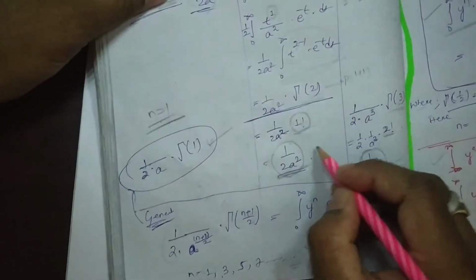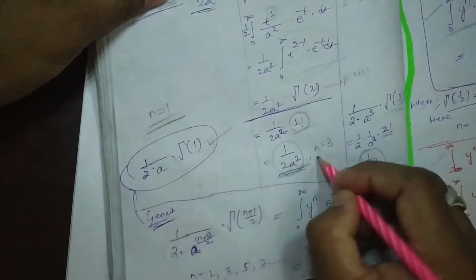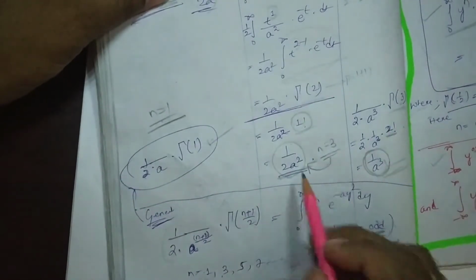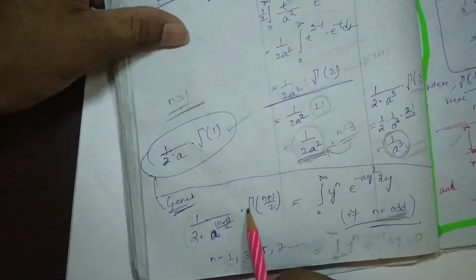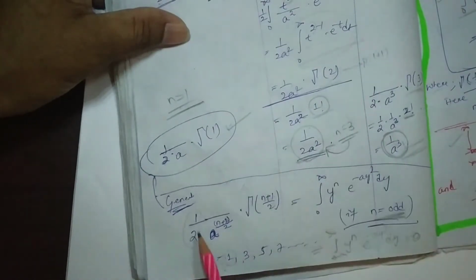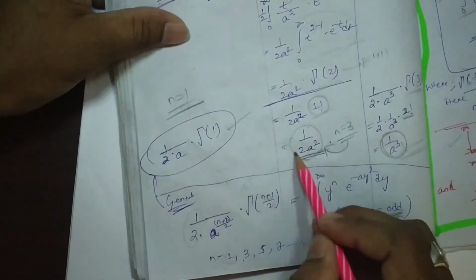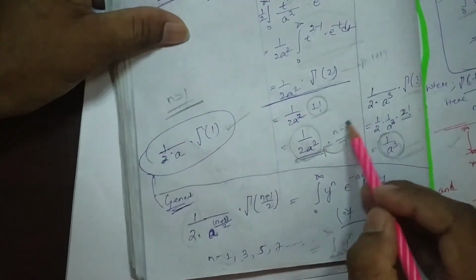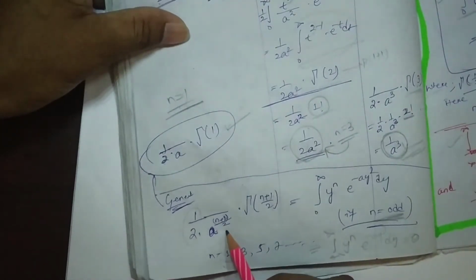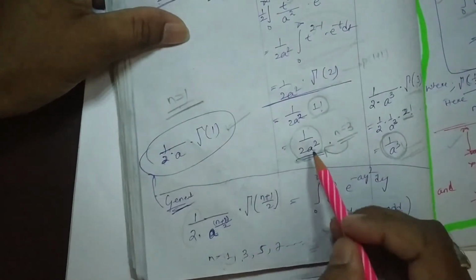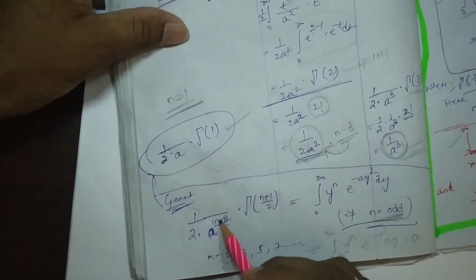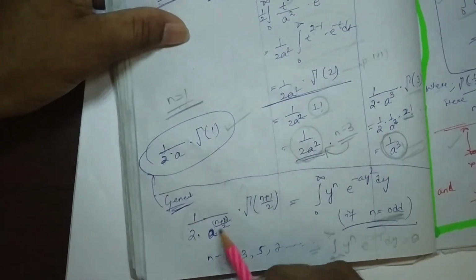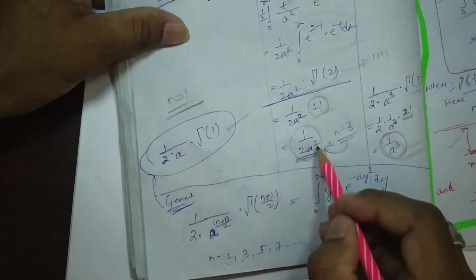Now we have to consider n is equal to 3. Will this be the answer or not? You check it for n is equal to 3. 1 by 2 is here. Then a to the power n plus 1 by 2. N is 3, 3 plus 1 by 2 is how much? 4 by 2 is 2. So a to the power 2 is there.